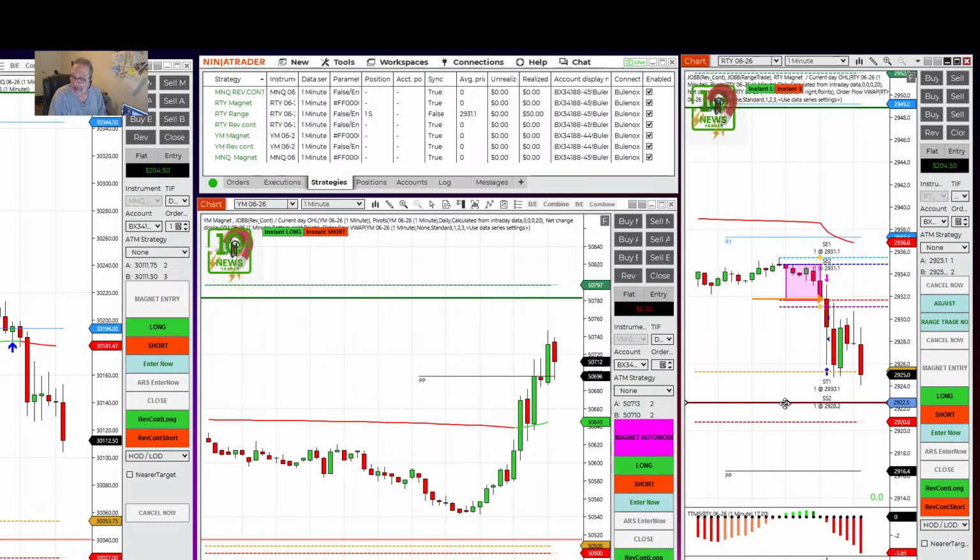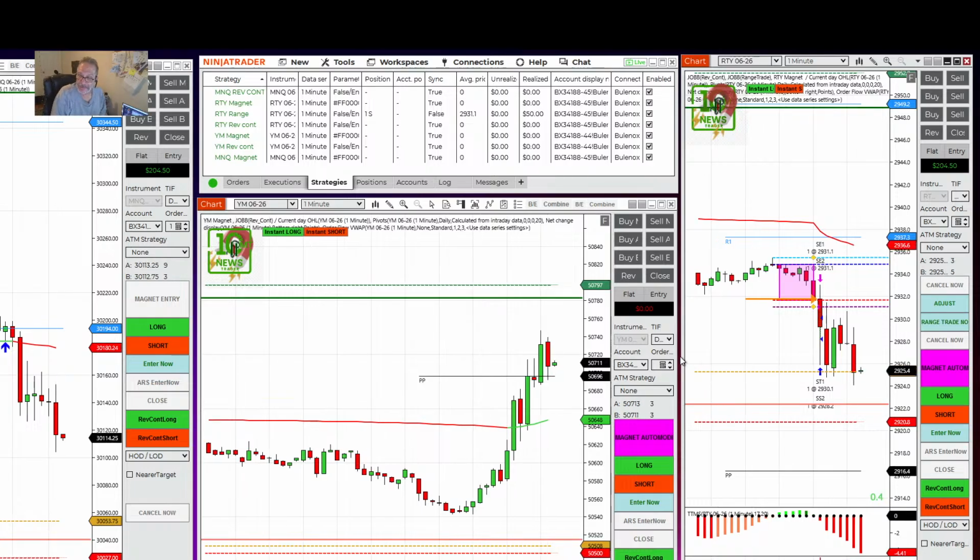That's a little far, but you might want to let the magnet fill, if you want to take the shot. Again, it's a big move. It's been selling off from quite a bit above it. So you never know where your exhaustion level is.